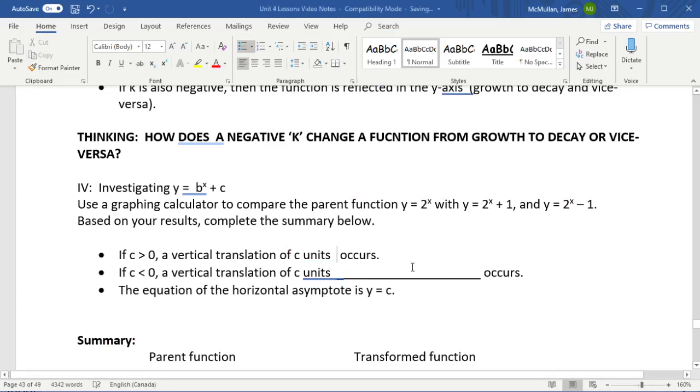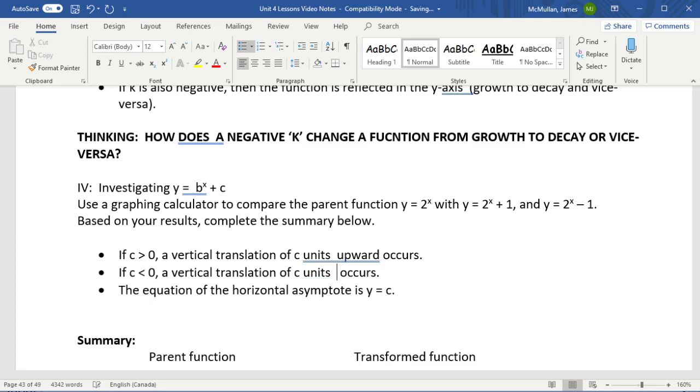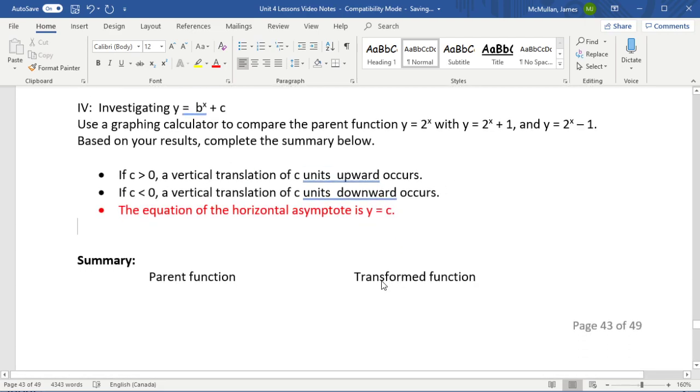If c is greater than 0, you have a vertical translation of c units upward. And if c is less than 0, you have a vertical translation of c units downward. And the equation of the horizontal asymptote is always y equals c. So whatever c is, that's the only number that influences your asymptote, and it controls everything about it.